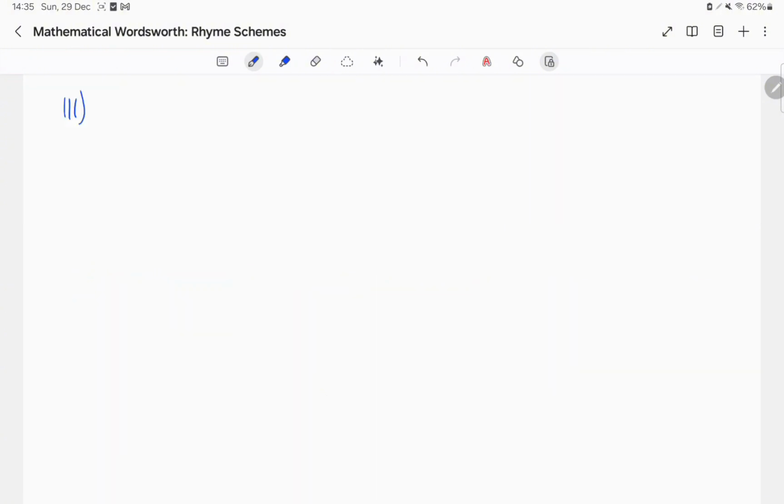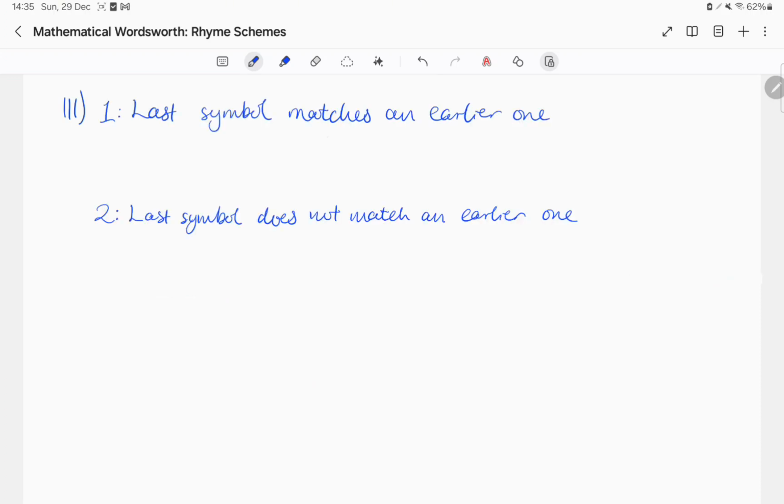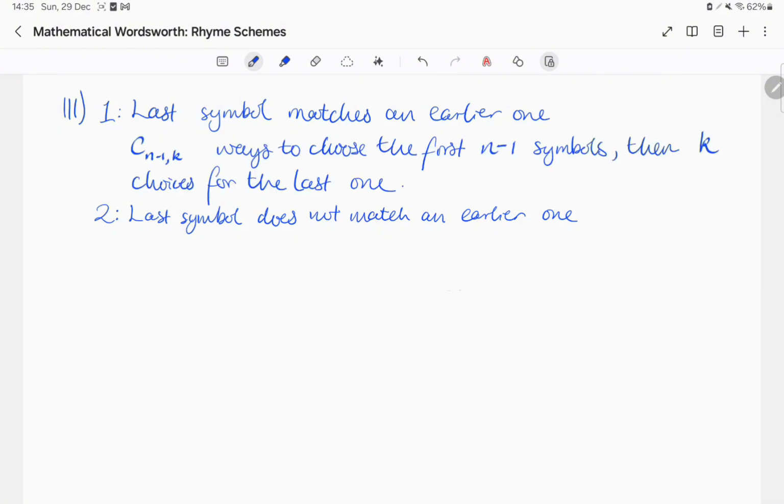Now we'll do part 3. We'll need to split this into 2 cases. Firstly, that the last symbol matches an earlier one, and secondly, that the last symbol does not match an earlier one. In the first case, there are C(n-1,k) ways to choose the first n-1 symbols, and then k choices for the last symbol.